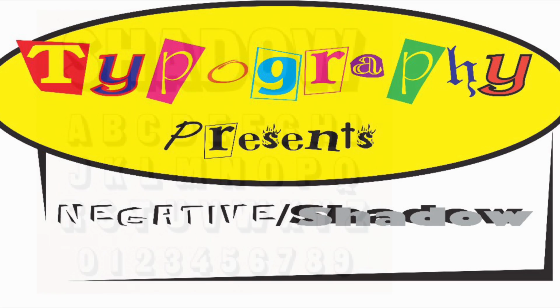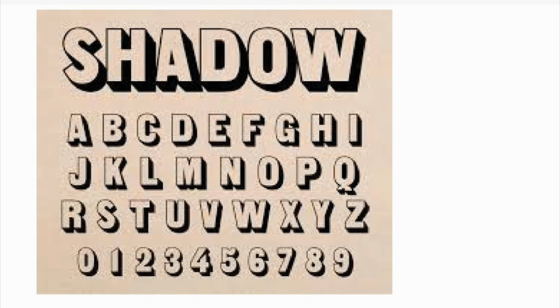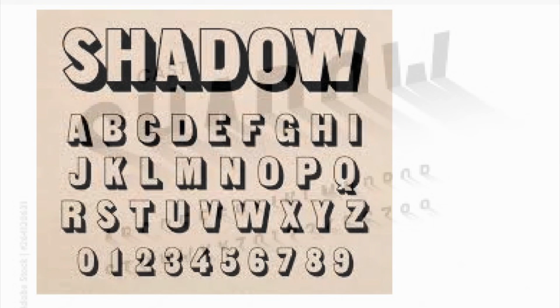Negative/shadow. Some type fonts require a shadow to go around it. Sometimes that shadow is not equal on all sides, so it's a little thicker either on the left or the right. Looking at this one, it's a little thicker on the right, so we can add a little extra shadow onto one side of our letters.